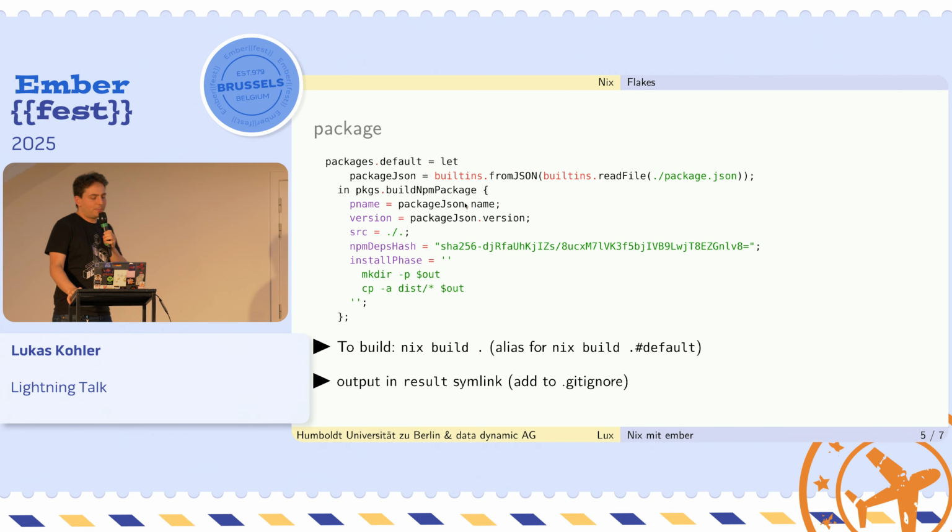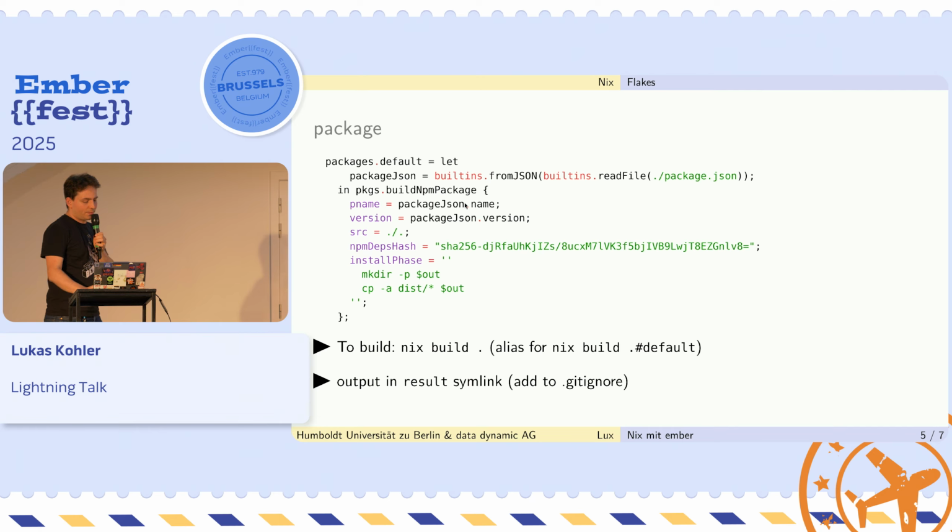This buildNpmPackage runs npm run build, which runs our npm Ember build, and then we just copy the dist folder to $out, which will then be symlinked if we run nix build dot, or the path to the flake. It will create a result symlink to the output.